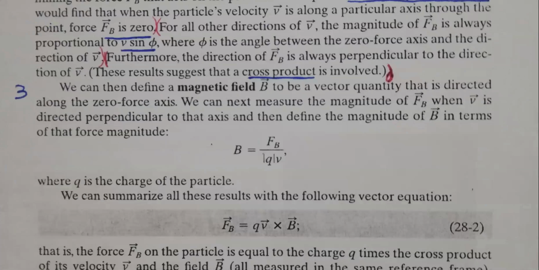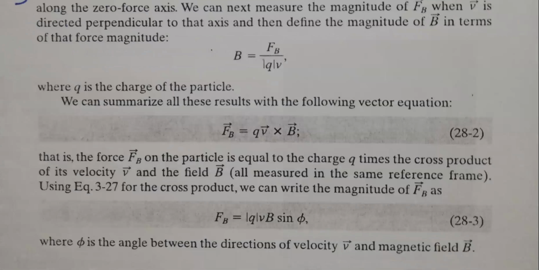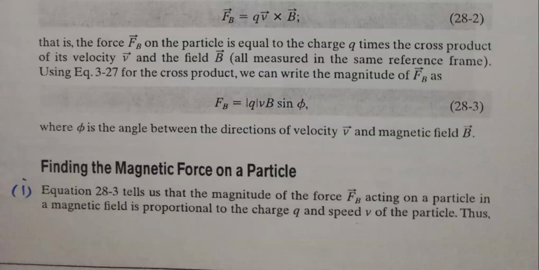And qvB sin phi means force, because here the cross product is involved, therefore the magnetic force acting on a charged particle will always be perpendicular to V and B. Now whatever the angle between V and B, the force will always be perpendicular to V and B. So next, find the magnetic force on a particle.